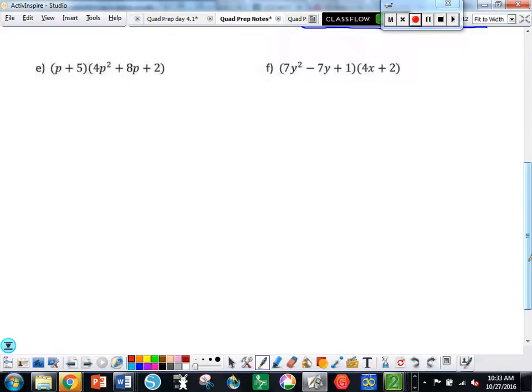Really quick, part E though. Let's try and finish this up in the last 2 minutes. Part E, when I distribute this time, how many times do I have to multiply that P through? 3 times. So P times 4P squared would be 4P cubed. P times 8P would be 8P squared. P times 2 would be 2P.